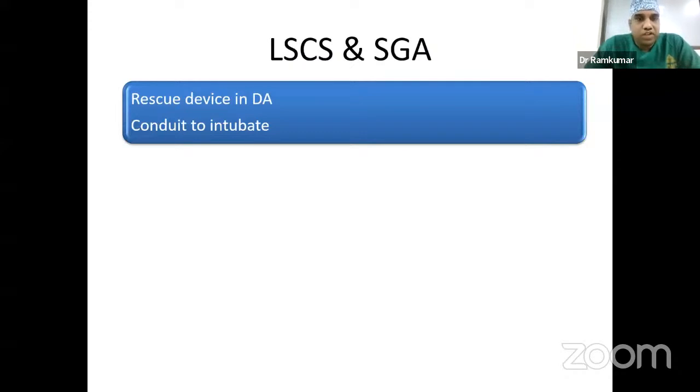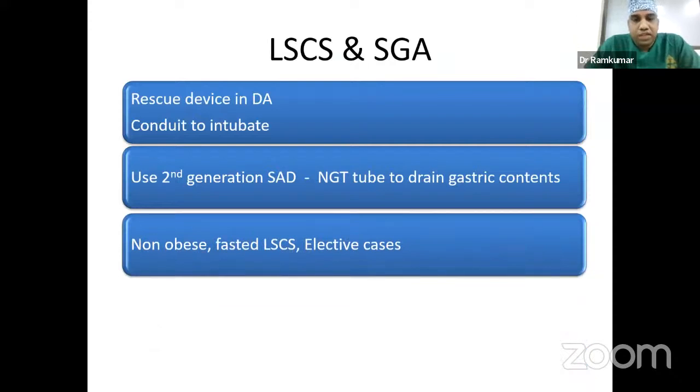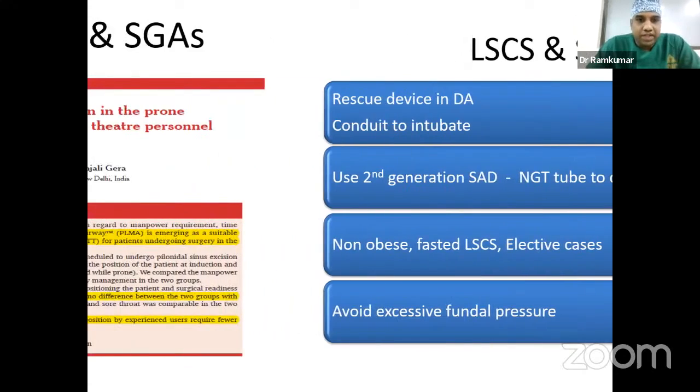If it is going to be a rescue device when you're not able to intubate, the ideal choice will be a second generation device which has a very good high oropharyngeal leak pressure, and then a drain tube can be passed and you can reduce the chance of aspiration. The ideal scenario would be a non-obese, preferably fasted patient, and relative cases. Another important piece of advice is to ask the surgeon not to give excessive fundal pressure, because it can cause dislodgement of the device, and the chance of regurgitation and aspiration is very high.